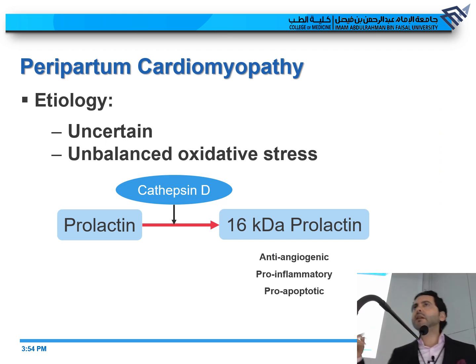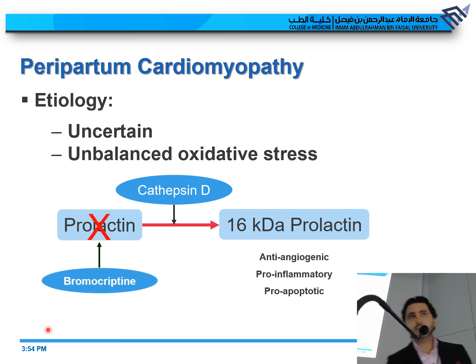So again, I said etiology is uncertain. We are uncertain that it is uncertain. There are some theories that prolactin plays a role, with unbalanced oxidative stress from a product of prolactin breakdown. Prolactin is the lactating hormone. It's broken down by cathepsin D to 16 kDa prolactin. This product is not very good. It is anti-angiogenic, pro-inflammatory and pro-apoptotic. So we think it's bad. Can we stop prolactin? Yeah, we can try. We give bromocriptine. But remember, if you give a lady who just delivered bromocriptine, you know what will happen? No more lactation. Khalas. Go and buy expensive milk.